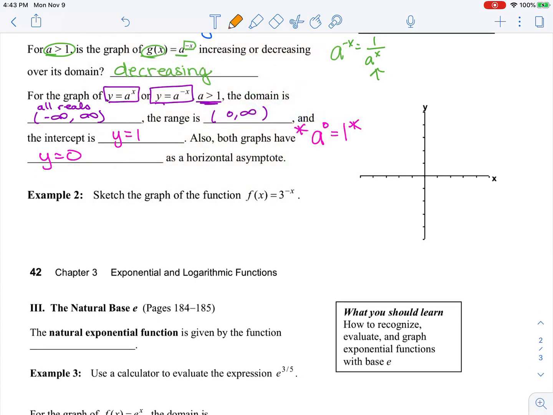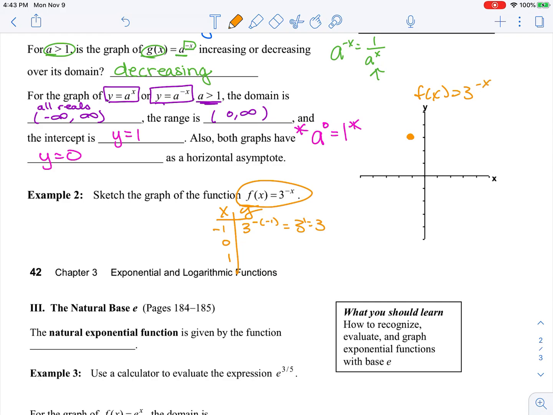Okay, so looking at this one here, it says sketch the graph of the function f of x equals 3 to the negative x. So if I were to make my own xy chart, I could say, okay, let's just find some values for x equals -1, 0, and 1. So 3 to the -1 would be like saying 3 to the 1, which is just 3. So at x equals -1, y is 3.